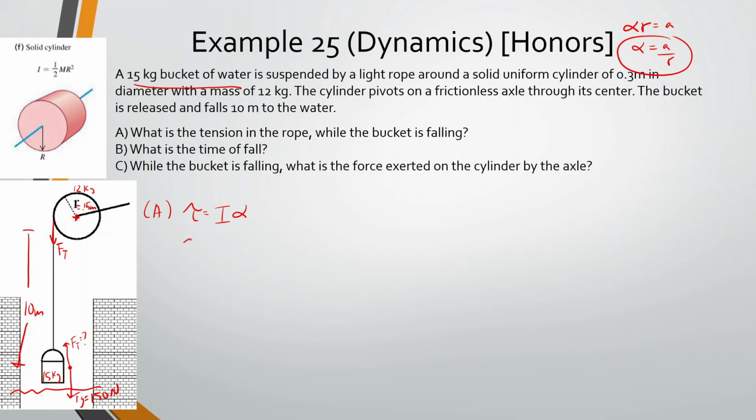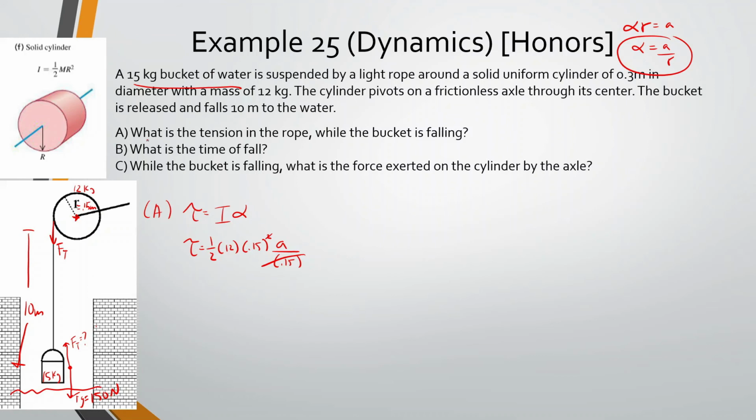All right, so torque is equal to inertia, which is 1/2 mass. So the mass is the mass of the cylinder right here, 12 kilograms. And then this is going to be equal to mass times r squared, and that r is 0.15 squared. And I'm going to change this alpha to be this, a over r. So it's going to be a over r, which is again 0.15. Okay, and what I can do with this is I could get rid of this 0.15 and get rid of that.